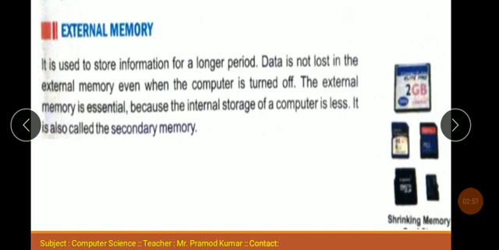If internal memory does not have sufficient storage, we need a secondary memory to store a large amount of data for a long period. So we can use external memory, external devices. Like here are given different types of chips, 2 GB.